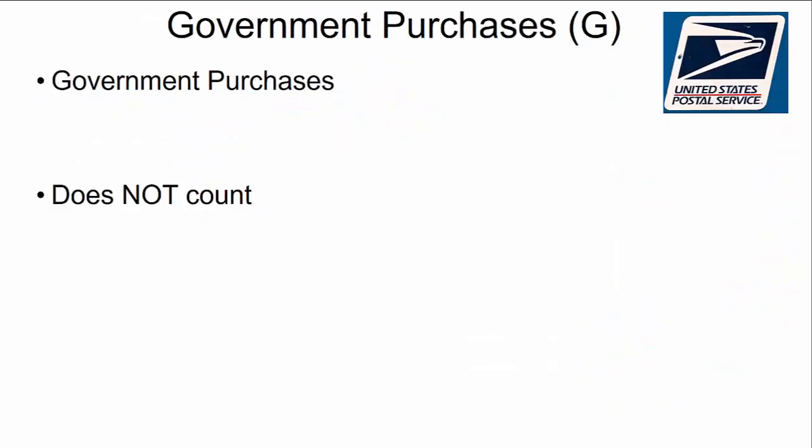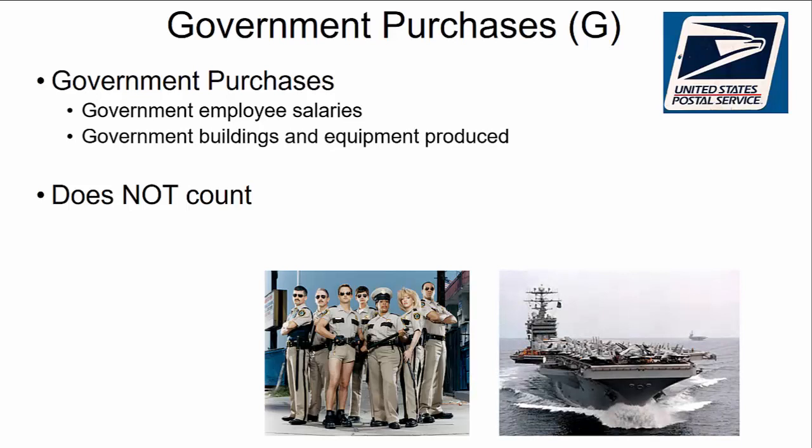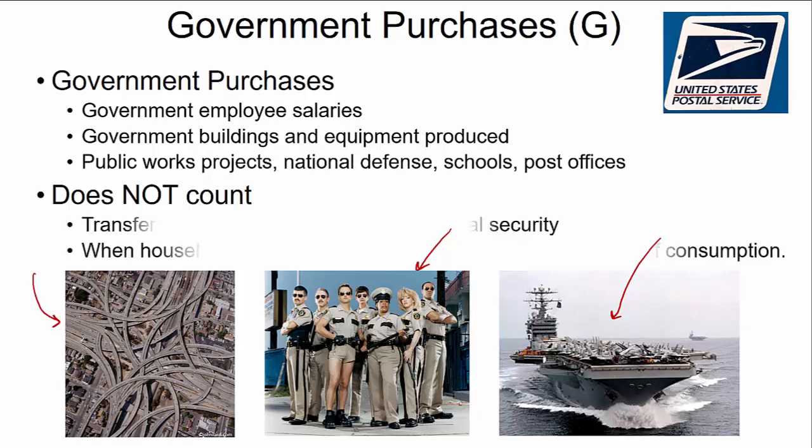All right, the third category in GDP is government purchases. Now, this is all things the government buys or services they pay for. So it includes employee salaries like the police. It includes government purchases of goods like this aircraft carrier, and it includes projects that the government builds, like these roads. Here's what it does not count.